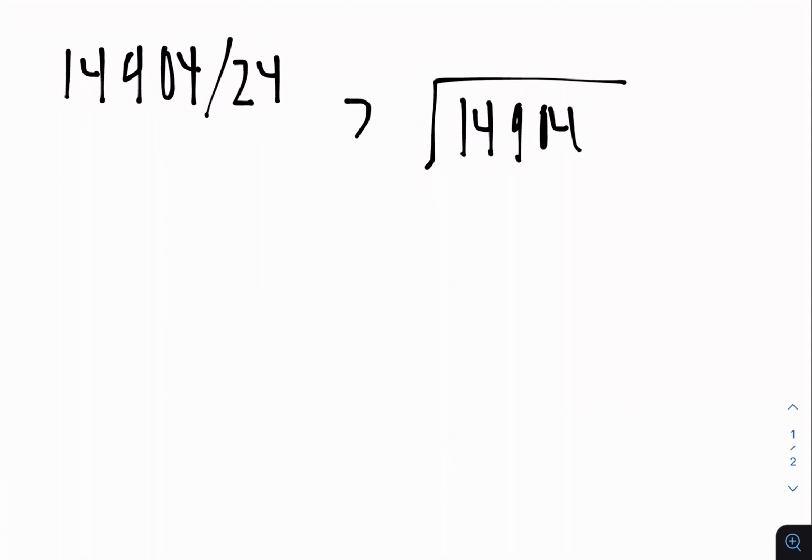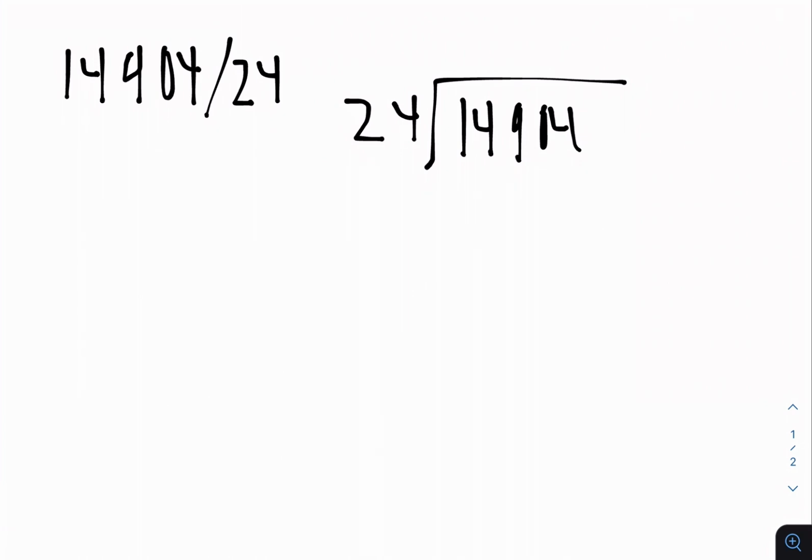Okay, so let's try another example. So let's try dividing 14,904 by 24. And let's write it out like this again. Divided by 24. Okay, so first, let's think about how many times 24 goes into 149.